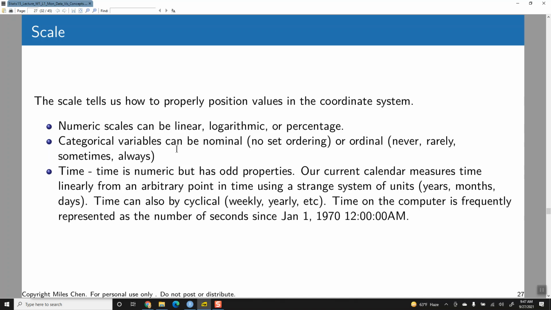So if you think about how strongly do you agree, right? Strongly disagree, neutral, agree, slightly agree, strongly agree. There's an ordering going from one end to the other, okay? Never, rarely, sometimes, always. There's a set ordering that makes sense as far as how to arrange them.